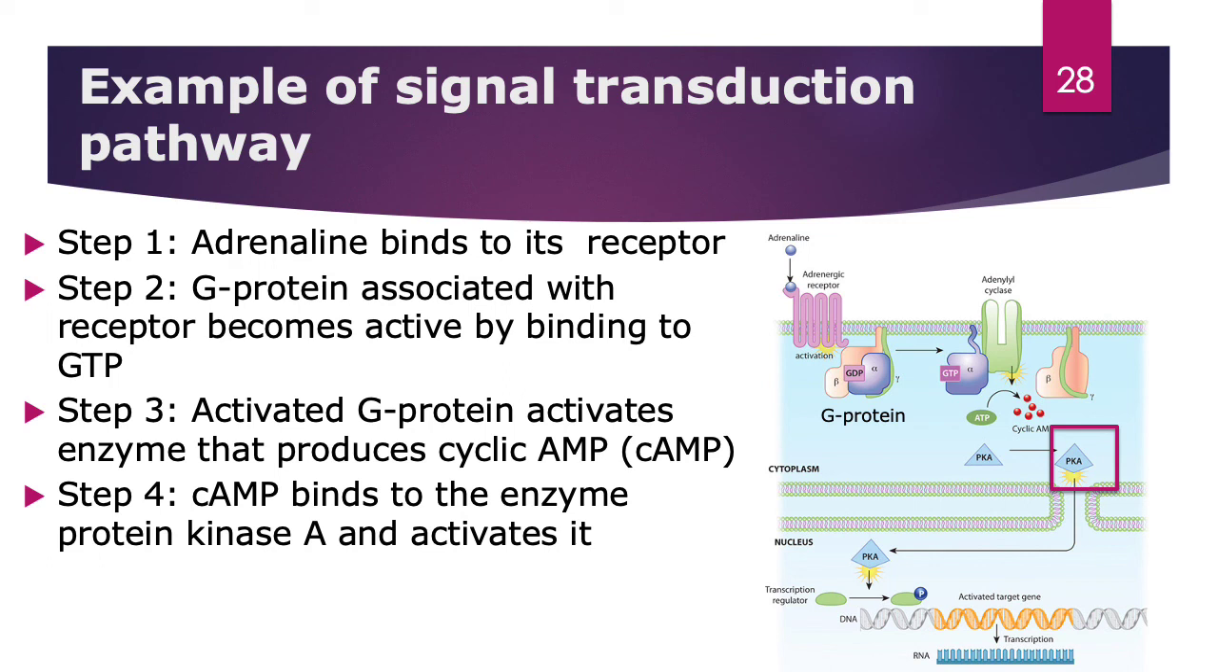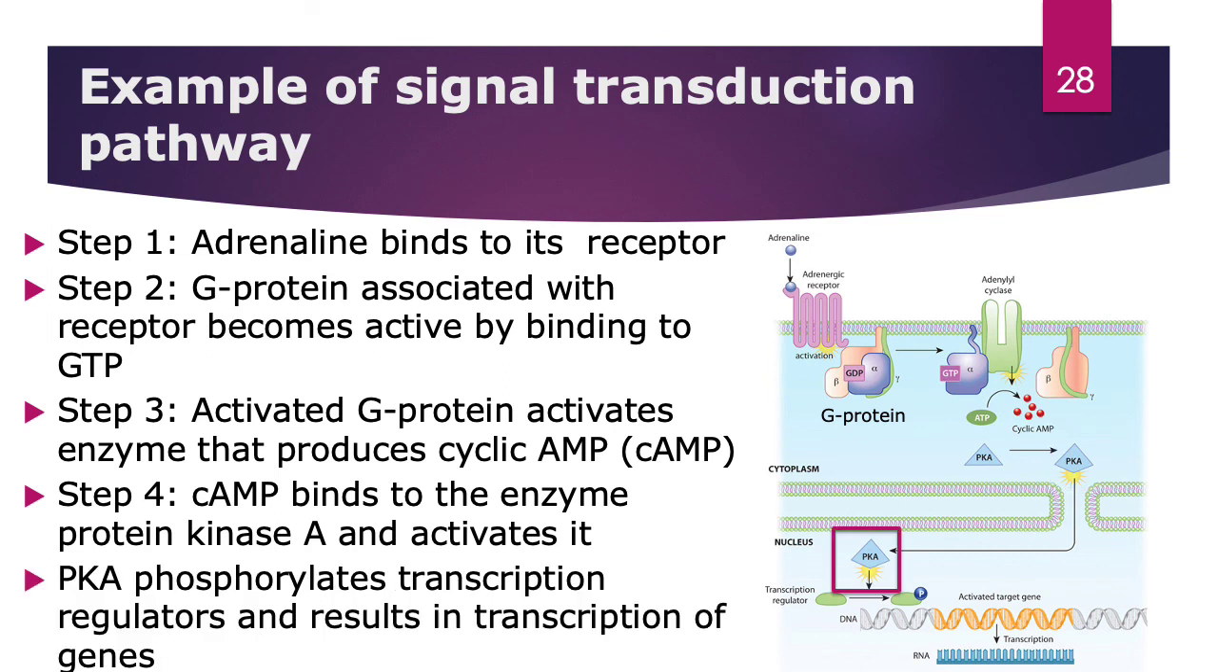Protein kinase A is normally present in an inactive state. However, when cyclic AMP is present, it binds to protein kinase A, and protein kinase A is now functional and can phosphorylate other proteins since it is a kinase. When protein kinase A is in the active state due to the presence of cyclic AMP, the protein kinase A can go ahead and phosphorylate transcriptional regulators and make these transcriptional regulators active.